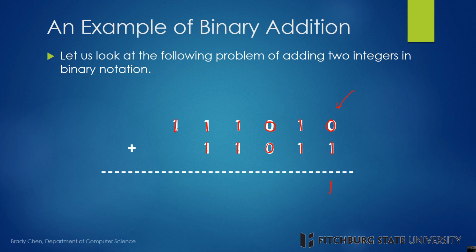And then we add the single digit in the twos position. So 1 plus 1, you got a 1, a 0, and you're going to carry over a 1 to the next position. Remember, 1 plus 1 is 1, 0. So you record a 0 in the current position and carry a 1 to the next position.